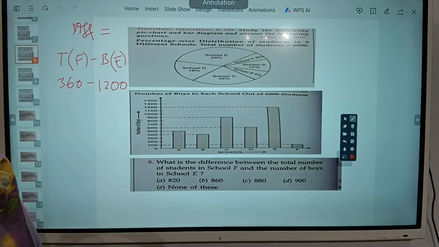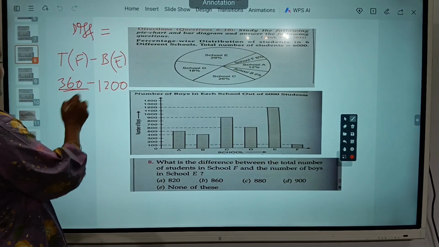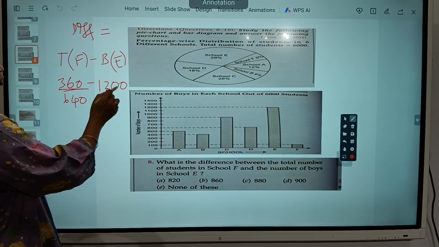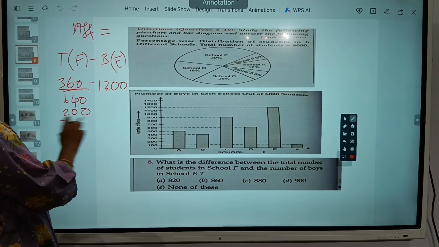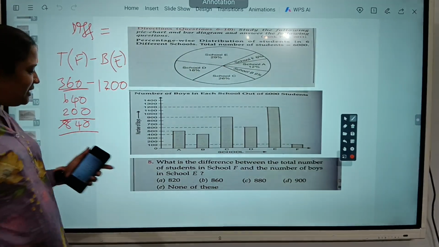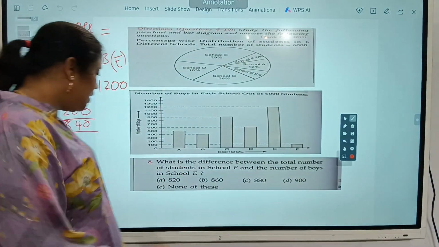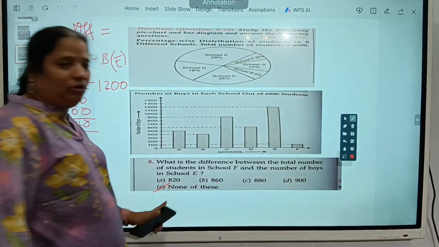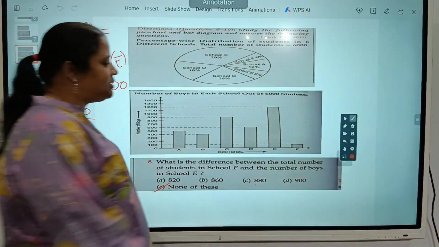The difference comes around, if for 360 you add 640 then it will come 1000 plus 200 more. So 200 we have to add here. So it is 840. The difference is 840 but this is not available in any of these options. Here it is 820, 860, 880, 900. So you have to select none of these answers.